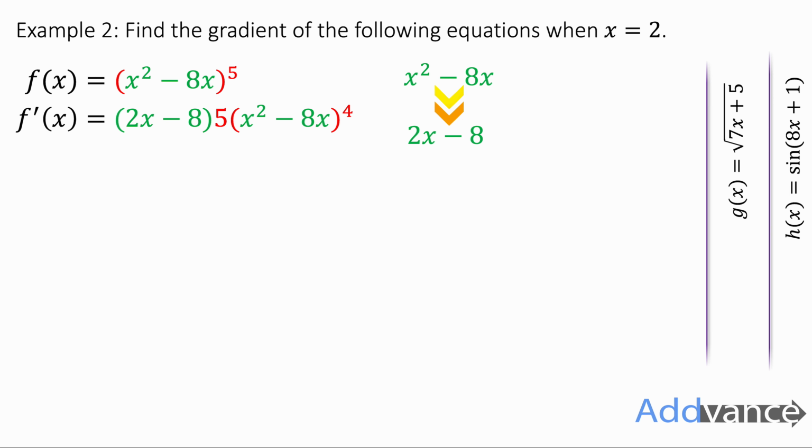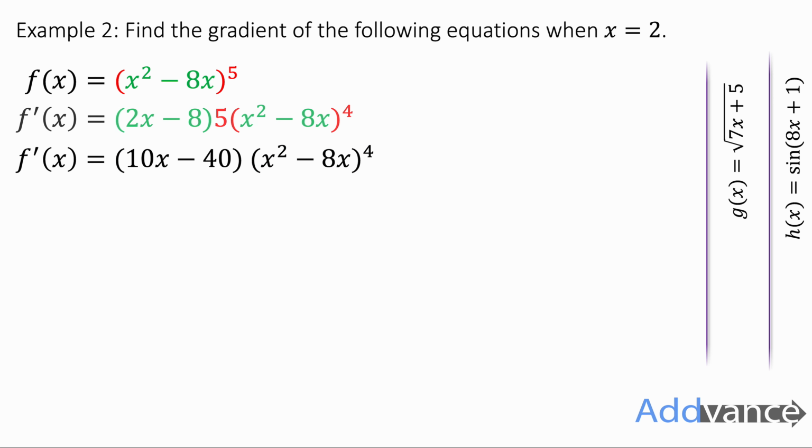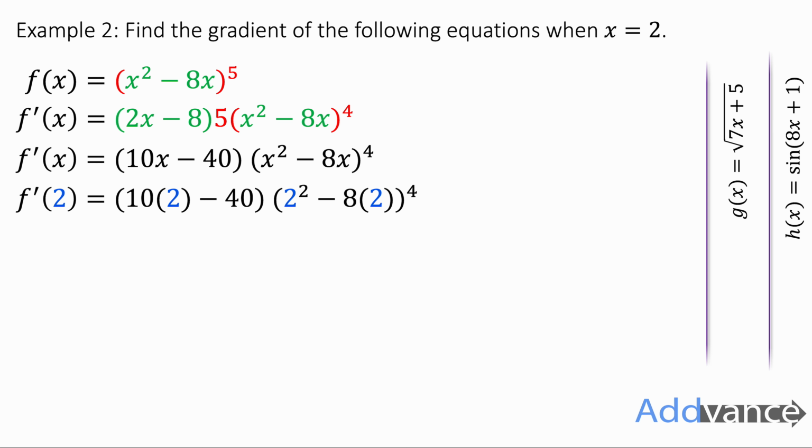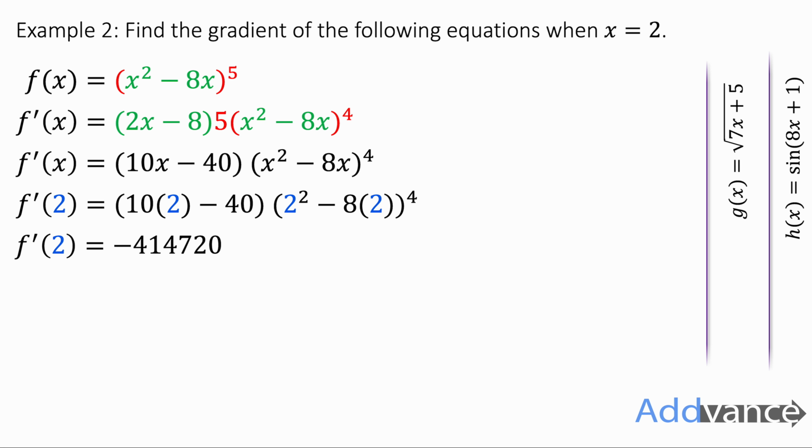We now have this, which we can simplify a little bit by just expanding the 5 times the bracket, and we've done. That is a derivative, but now we can evaluate this by finding the gradient at x equals 2 by substituting x equals 2 into these equations. So f dash of 2 is given by this, and we type that into a calculator, and we get a crazy big number. We get minus 414,720. And that's the final answer.